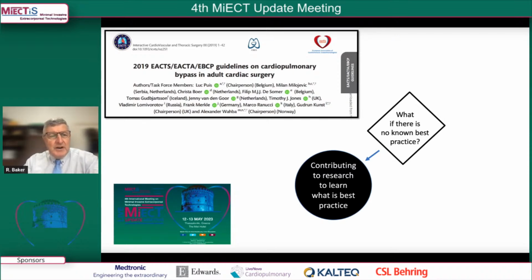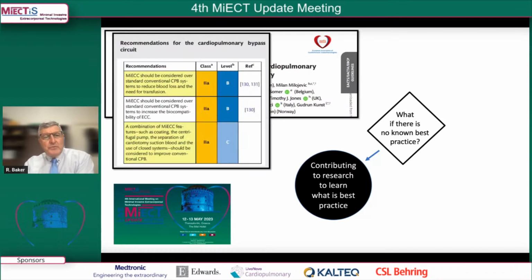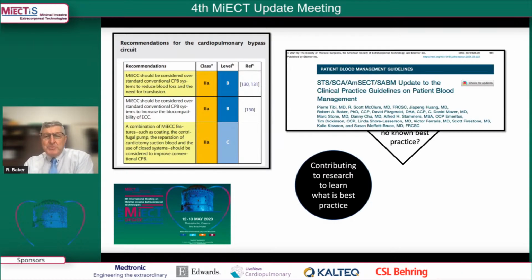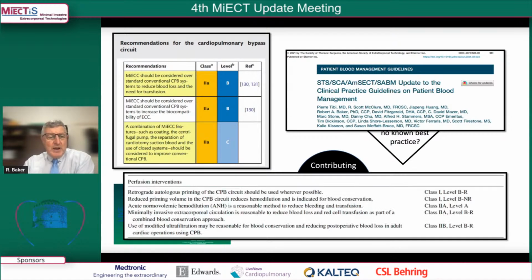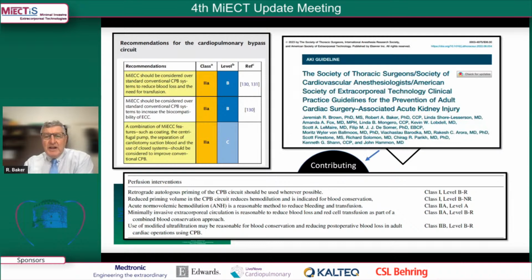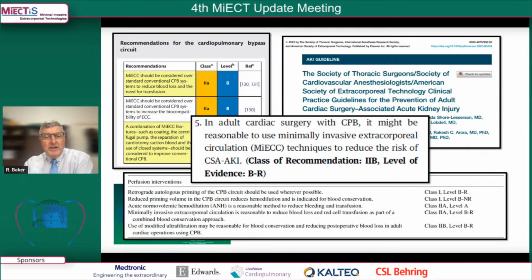We've seen now in both the 2019 European guidelines, which have 3 recommendations in relation to MiECT, and the blood management guidelines of the STS, SCA, AMSECT, and SABM, published in 2021, a recommendation for the utilisation of MiECT for reduction of blood loss and red cell transfusion. And most recently, in the cardiac surgery associated kidney injury guidelines that have just been published, there's a recommendation that MiECT be considered.